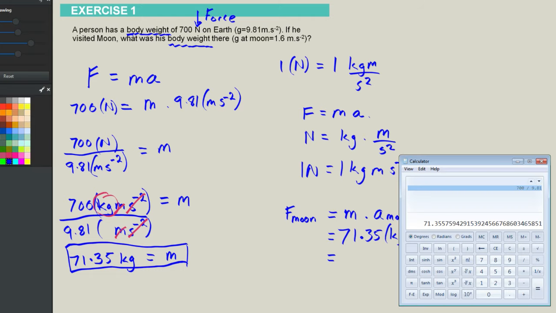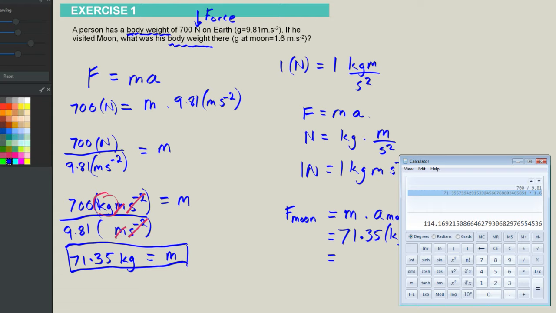71.35 times 1.6. Well, it should be 71.36. I can't round. Multiplied by 1.6 is equal to 114.17. Now, we've been given this in two significant figures, so we'll only quote our answer in two significant figures, which will be down to 110 newtons.